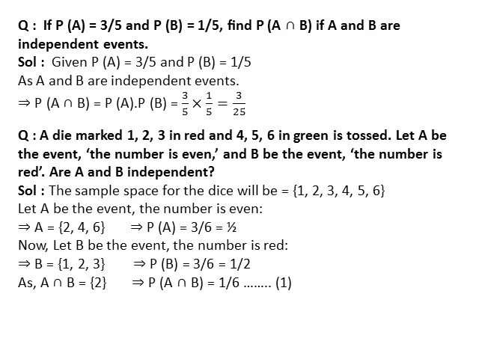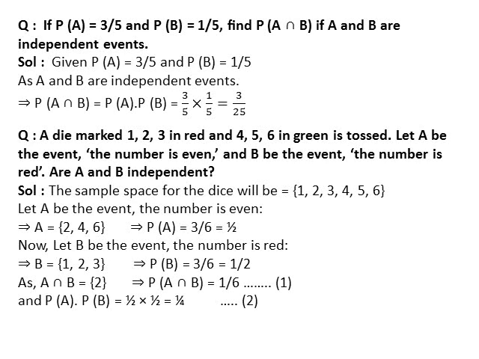Now, A intersection B means the event in which the even number is in red color. There is only one favorable outcome, that is even number 2. This implies probability of A intersection B equals 1 by 6.